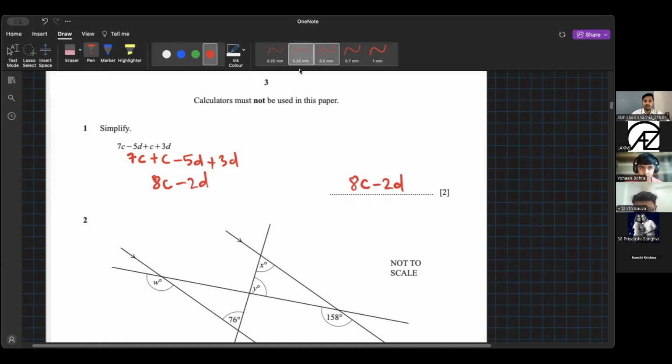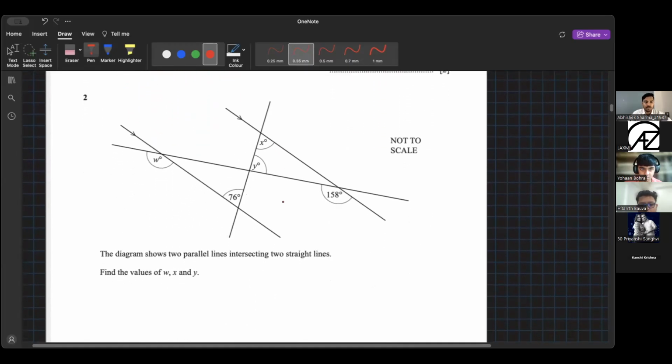In this case, do we have to factorize by 2, like 2 in the brackets, 4c minus d? Not required. If we do it, it is still fine, but this is the final answer.